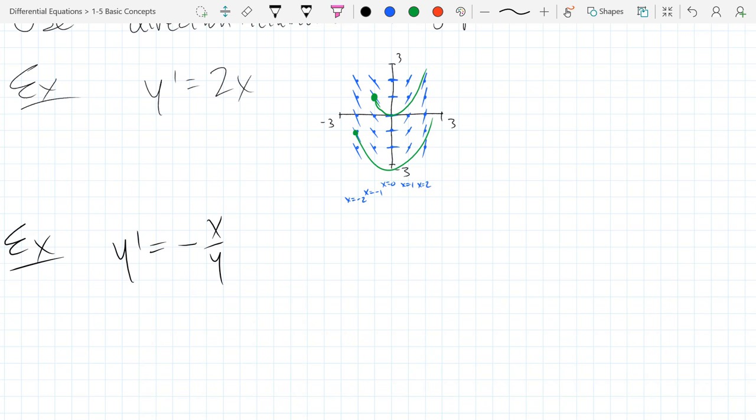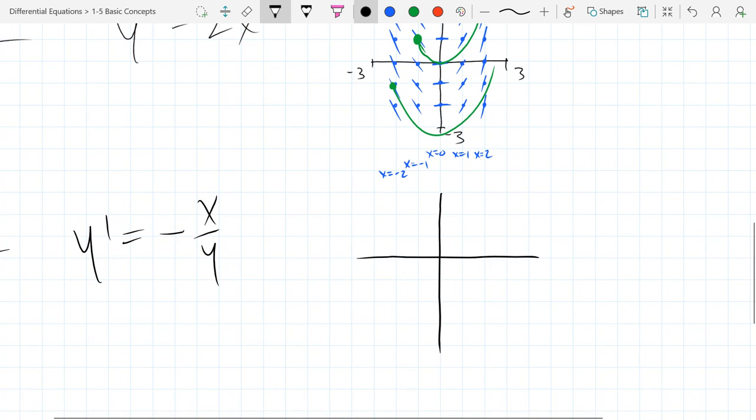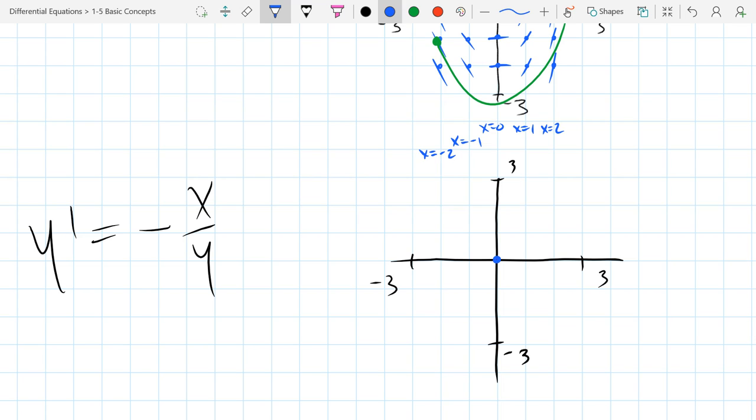So now y prime depends on both x and y. I want you to do the same thing for the same x and y values, except your line segments are going to be very different. So same points, same x, y values, but the line segments are going to look very different. And you do not get undefined when y equals 0. I mean, the number's undefined, but you can draw a line segment in there.